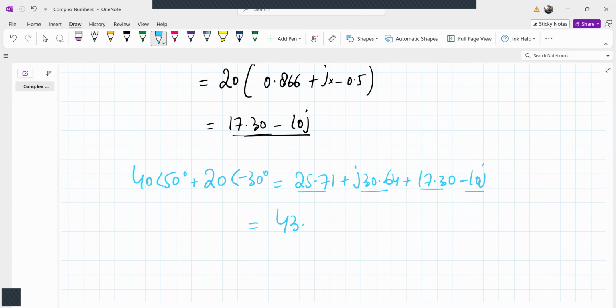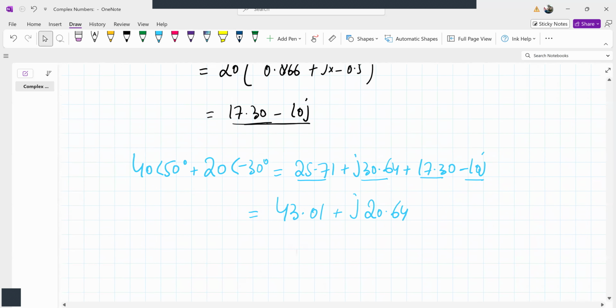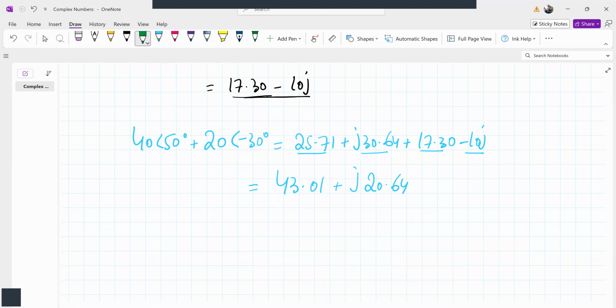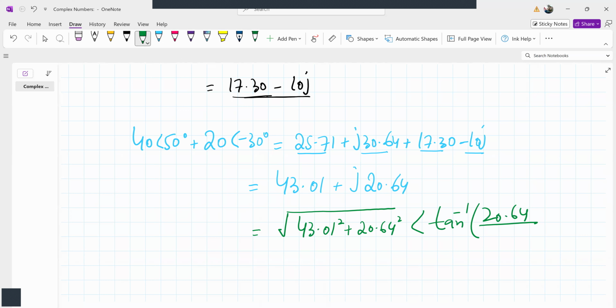43.01. Please check the calculations. Then 30.64 minus 10 is 20.64. So the result is in rectangular form. Now we'll convert this result back into polar form. We can write it as the square root of 43.01 squared plus 20.64 squared, at an angle of tan inverse of 20.64 divided by 43.01.